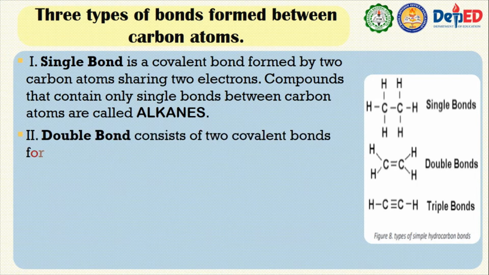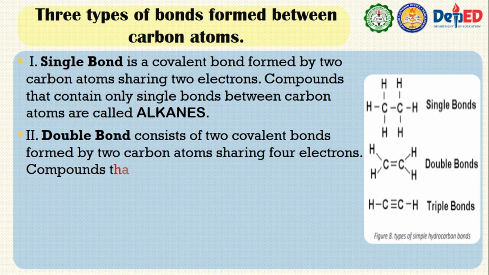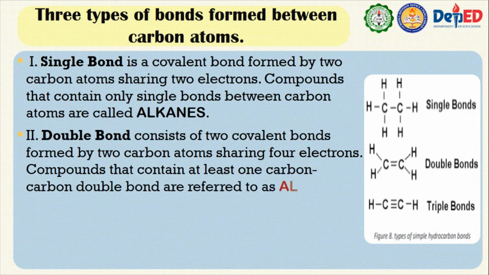2. Double bond consists of 2 covalent bonds formed by 2 carbon atoms sharing 4 electrons. Compounds that contain at least 1 carbon-carbon double bond are referred to as alkenes.